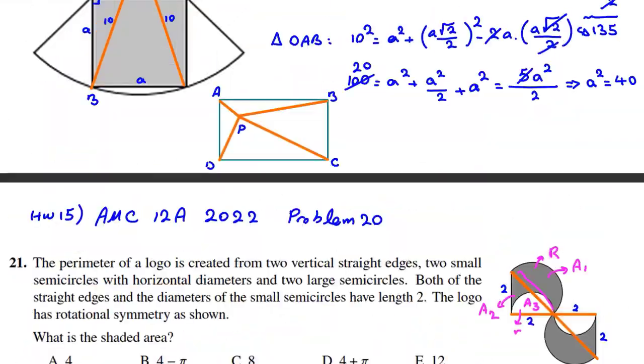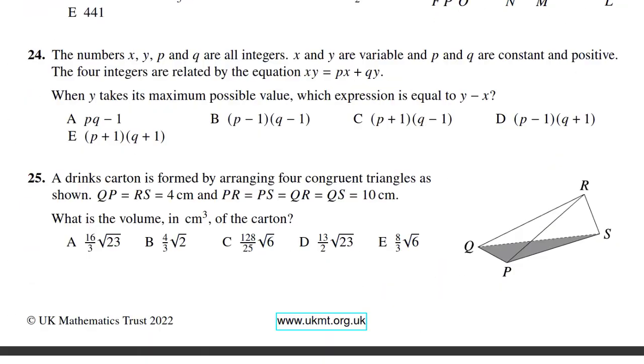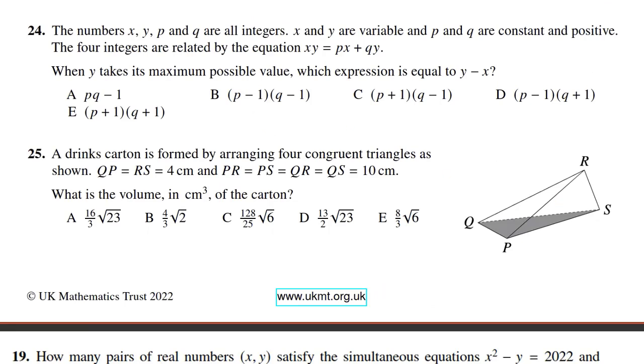Now it was problem 23. Two problems are left. Problem 24. The numbers x, y, p, and q are all integers. X and y are variable, and p and q are constant and positive. The four integers are related by the equation xy equals px plus qy. When y takes its maximum possible value, which expression is equal to y minus x?